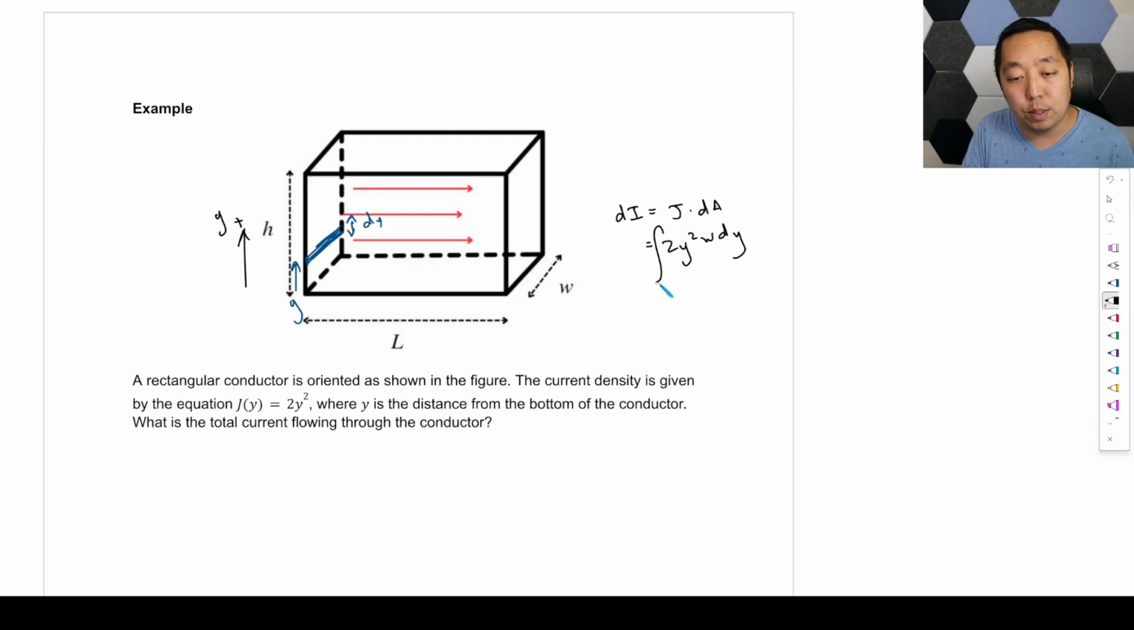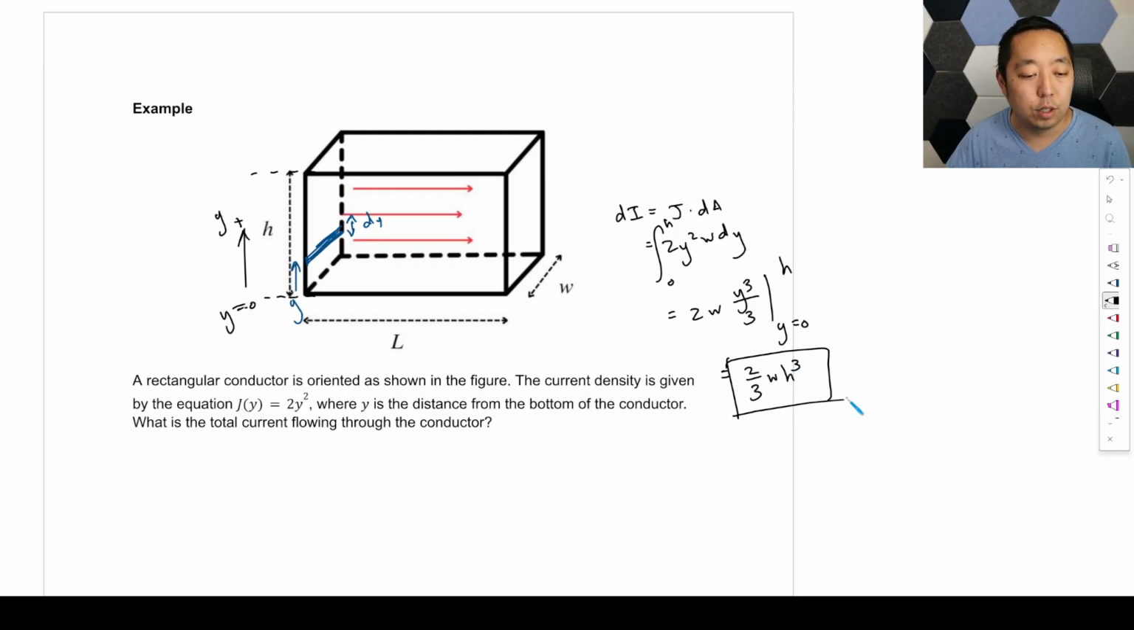Then we sum them all up from y equals 0 to y equals h. Let's pull out the 2w, since those are constants. The integral of y squared is y cubed over 3, from y equals 0 to h. So that's going to be 2/3 w h cubed. If you plug in 0, you just get 0. And that's the total current.